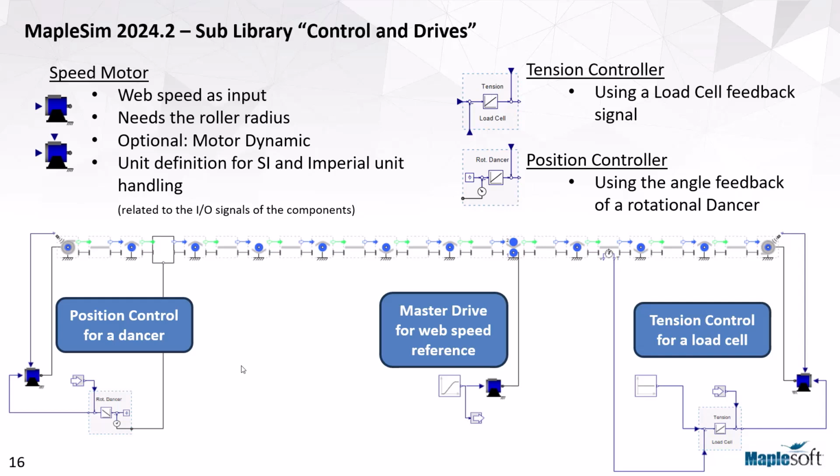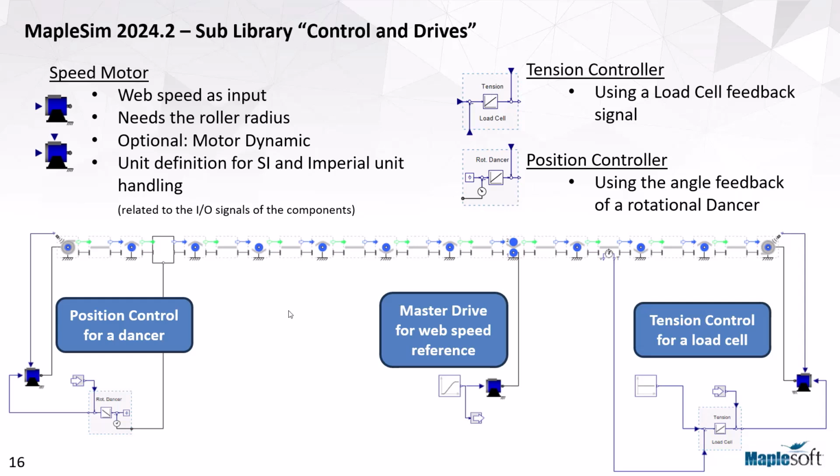And again, you can define, normally the default value for the master speed, for example, is meters per second. But if you want to use a different definition, a different unit, for example, feet per minute, then you can just define these input signals in your unit.